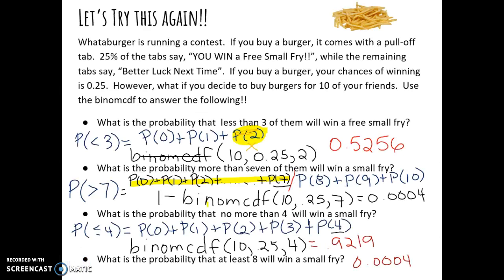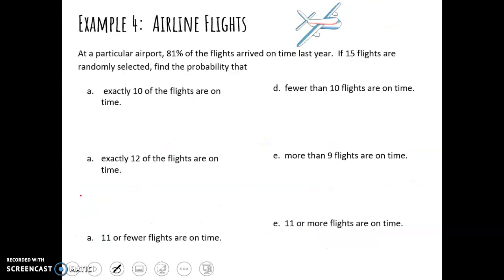Okay, and then the last one, at least 8 is 8 or more. We already did that. That's just like what we did up here on this one. You would do it the exact same way and get 0.0004. Okay, your turn to try it. Why don't you go through these and pause the video, see if you can work these out, write out what you would put in the calculator, and then unpause the video to check your answers.